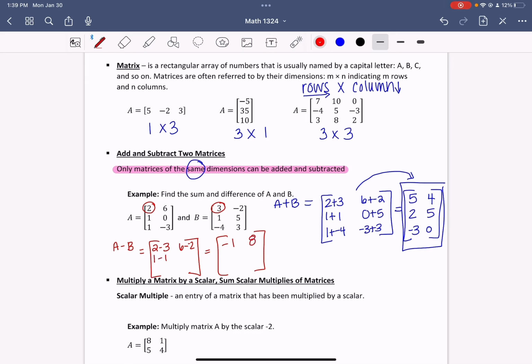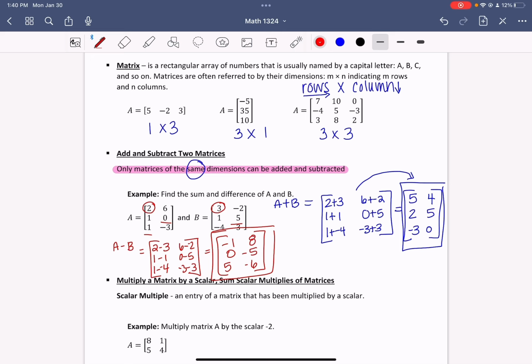1 minus 1, so it gives me 0. Again, I'm just doing 0 minus 5, so it gives me -5. 1 minus -4, so I did 1, subtracting this negative entry, that gives me a +5. -3 minus 3 gives me a -6. So in the case of subtraction, just make sure that your clerical work is very nice, like you don't lose any negatives along the way.